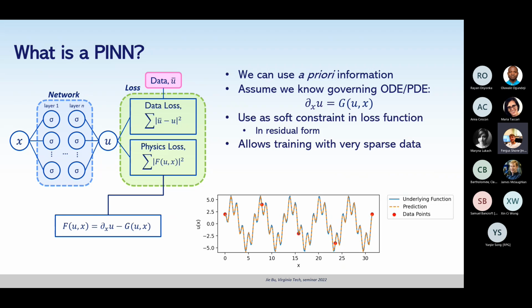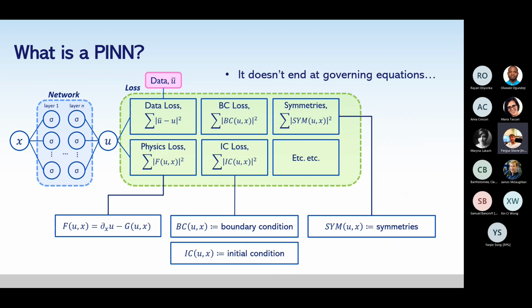We can then encode this existing information into the loss function as a soft constraint. So the way we do that is we reformulate it as a residual, and then we minimize this function f. This essentially constrains our predictions to satisfy the PDE. And this facilitates training in this kind of small data regime.